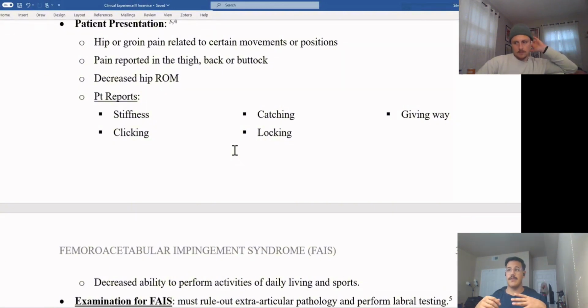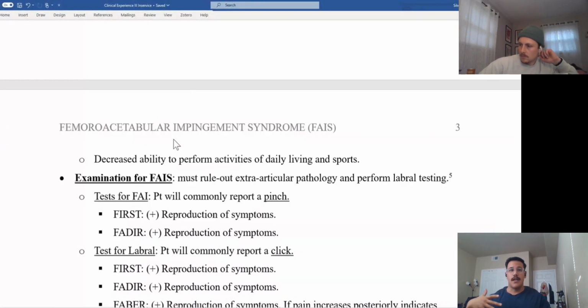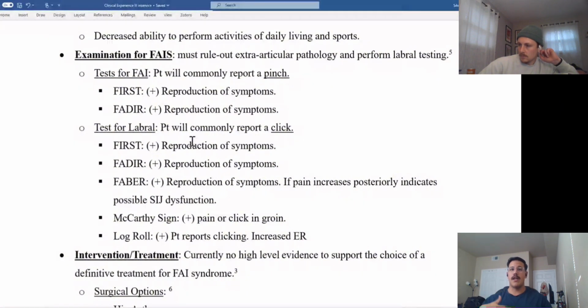You'll see an overall decrease of range of motion, and you'll have reports of either a stiffness, a clicking, a catching, a locking, or a giving way. These are all things that may point you to that. I'm gonna leave a little asterisk when talking about the clicking because that's going to entail a couple other things on possible differential diagnoses with FAI. And then they're going to have a decrease in ADL activities or just report they're unable to climb stairs well or they have trouble doing certain actions that involve a lot of hip range of motion.